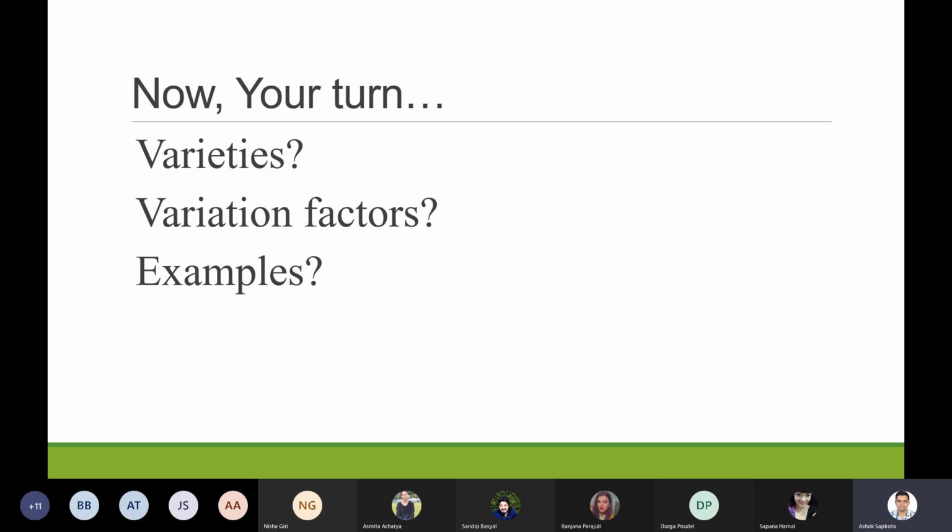Now, can you tell me what are the two variations that are user-based? Regional and social group. And what are the three that are use-based? Field of discourse, medium, and attitude. Fantastic. Now, let's have a quick check.